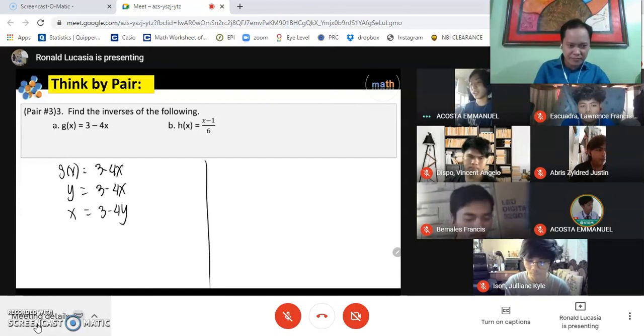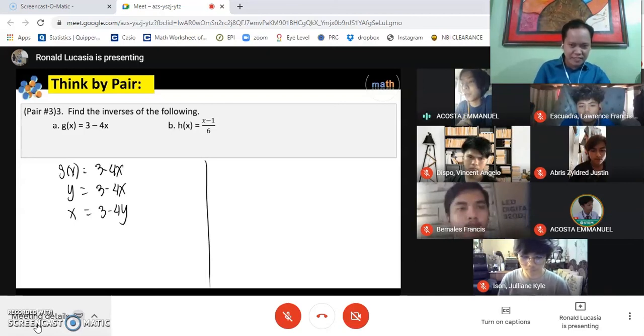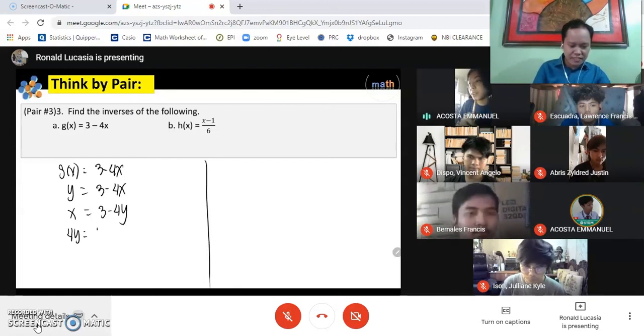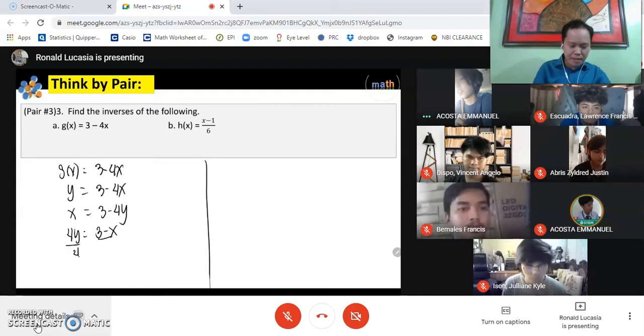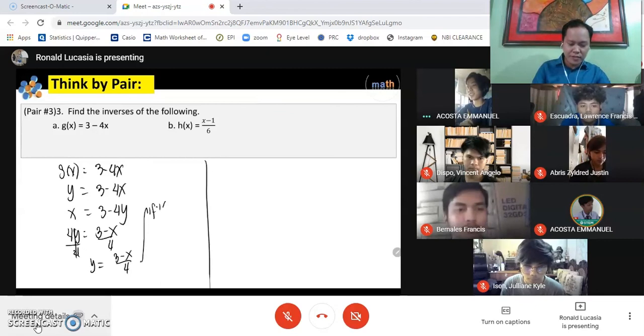Transposing the different terms, 4y is equal to 3 minus x. Then divide both sides by 4. That's good. So y equals 3 minus x over 4. So this is the inverse.